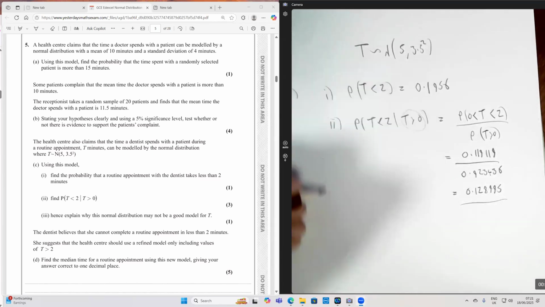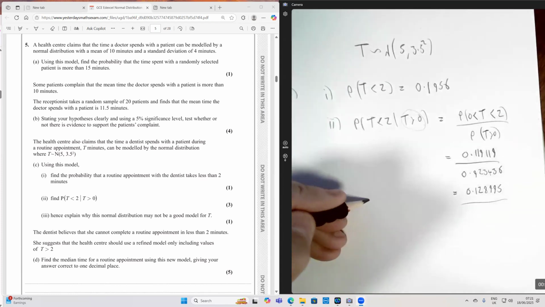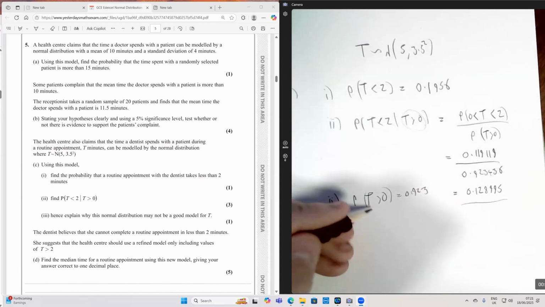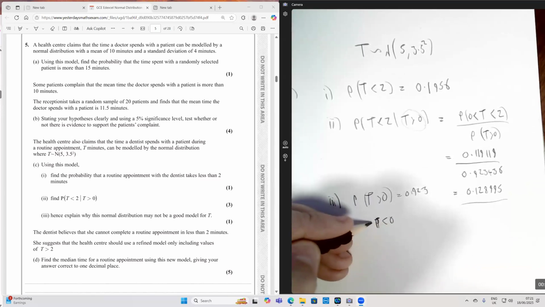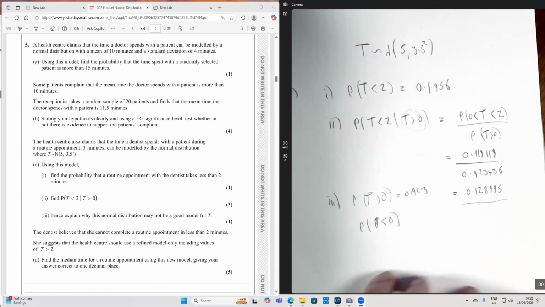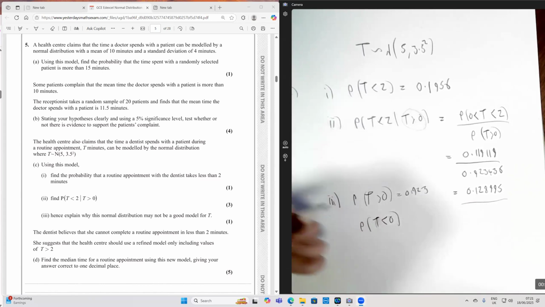The third part of the question then says, hence, explain why this normal distribution might not be a good model for t. Well, let's think about this. If the probability of the time being greater than 0 is 0.923, it's kind of suggesting that there is a probability that the time is going to be less than 0. So the time that the dentist might spend with each individual patient being less than 0 actually has a probability according to this, which makes no sense.